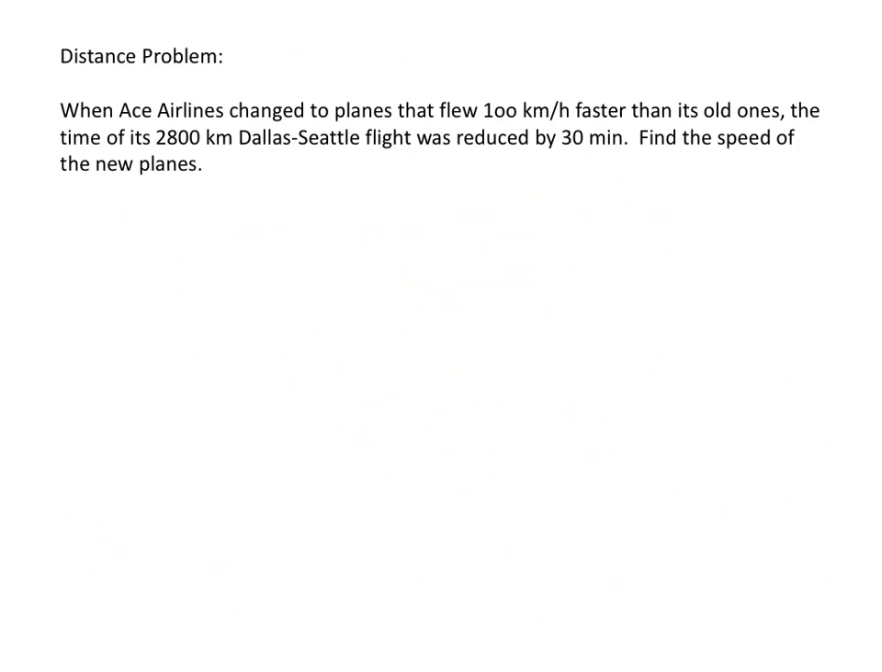Alright, so I've got one more distance problem. Again, distance is equal to rate times time. We're changing planes to ones that fly 100 kilometers per hour faster. The time of the trip for this given distance is reduced by 30 minutes. Notice we're in hours and minutes, so this has to be half an hour. We're going to find the speed of the new plane. So I have my formula here. Distance is rate times time.